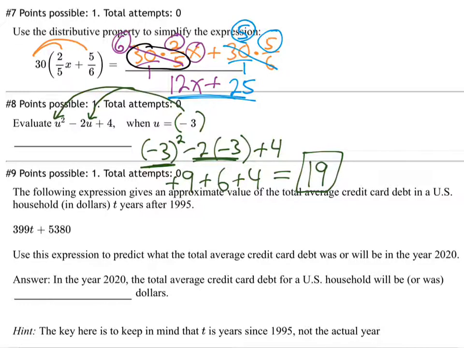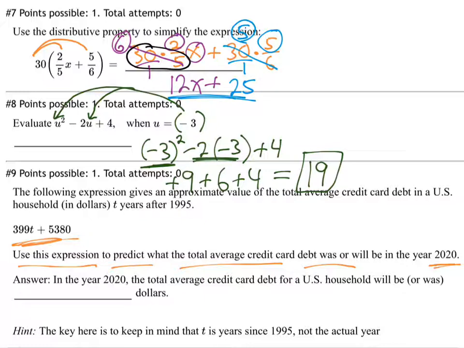All right, time for another word problem. Number 9. The following expression gives an approximate value of the total average credit card debt in the United States household in dollars T years after 1995. So there's a little formula they're giving us right here. Use this expression to predict what the total average credit card debt was or will be in the year 2020. That's our year. So this year, by the end of the year, what will be the average credit card debt according to that formula? Now, what does that mean I'm supposed to do exactly?